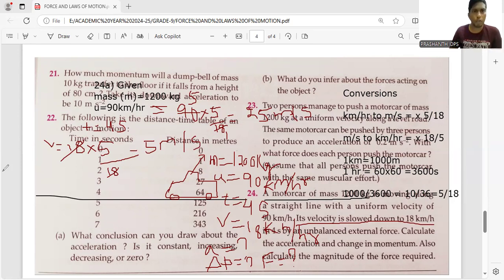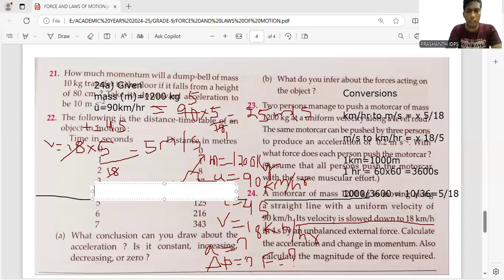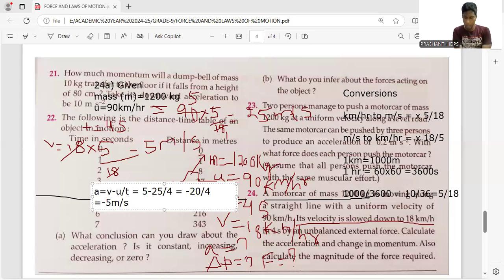Very simple. First we need to find the acceleration. What is the acceleration formula? Acceleration a is equal to v minus u divided by t. What is the v value? v is 5 minus, what is the u value? 25, divided by time, which is 4. So it is equal to minus 20 divided by 4, which is minus 5 meter per second square. Minus 5 meter per second square is the acceleration.